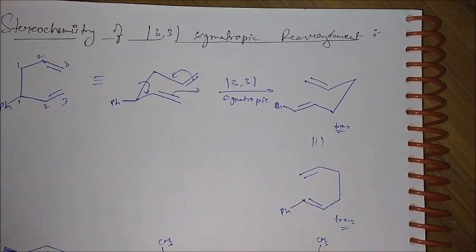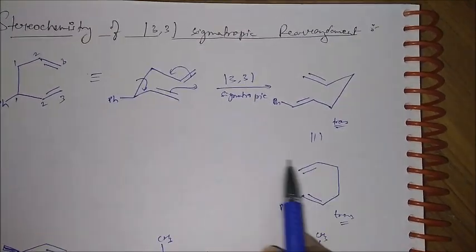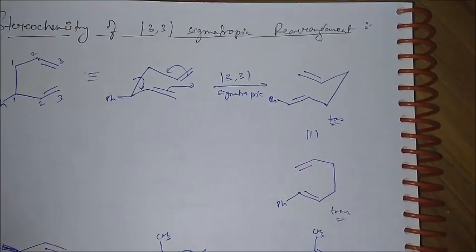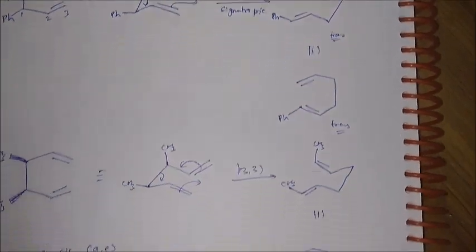Now this was quite simple, and it looks like why we did all these things, why we could not do it over here only, and that also will give you trans. So we will not get something like this every time. See, let's take the next example.